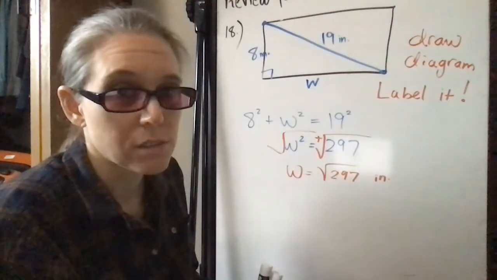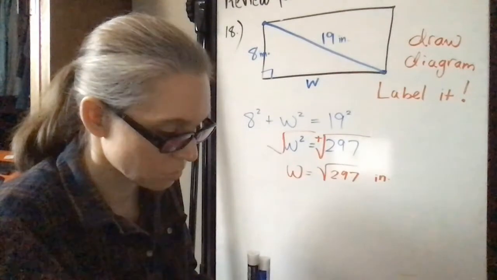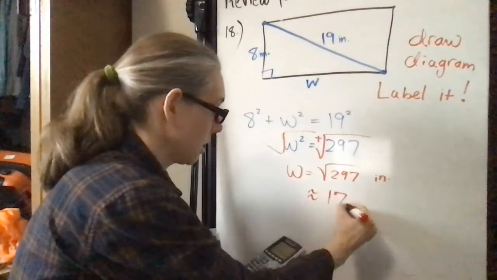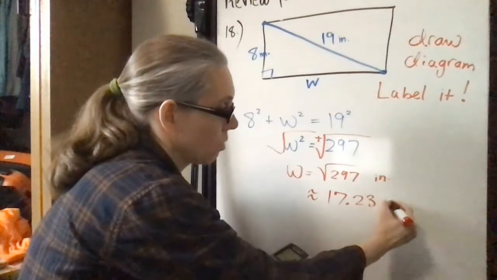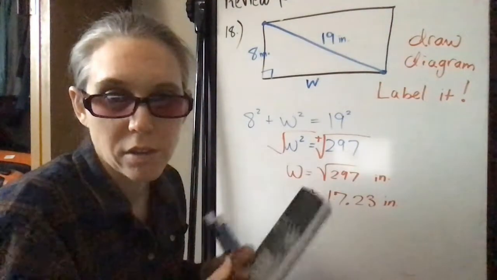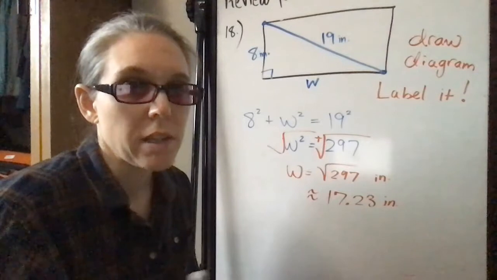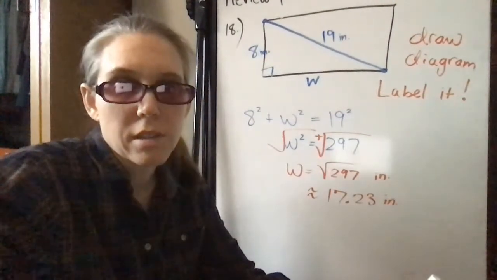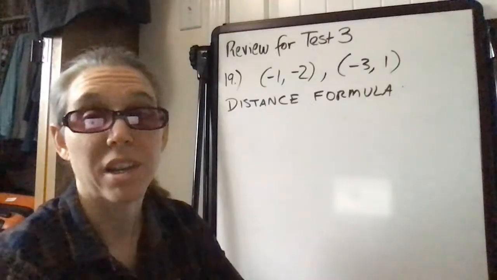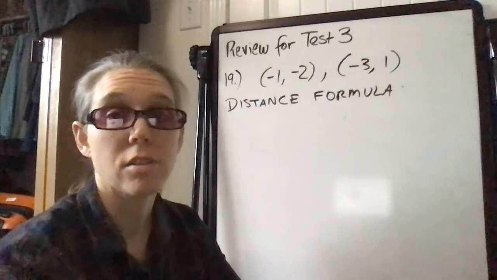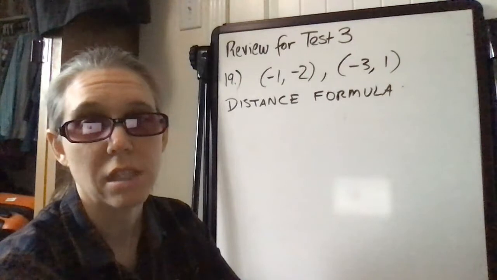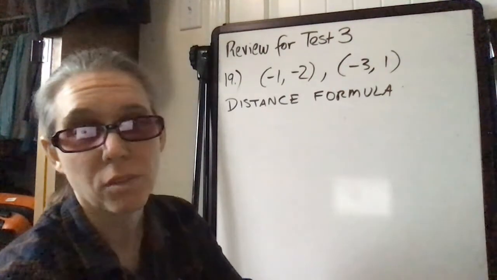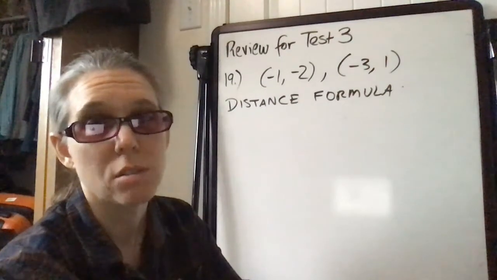And then it says to give to 2 decimals an approximation. So this is going to be 17.23 inches. Just make sure you round correctly. All right, so that is number 18, and that requires work on the test. For number 19, you are not required to show your work, so you can choose to either use the distance formula or the Pythagorean theorem, but the problem is to find the distance between the two given points.